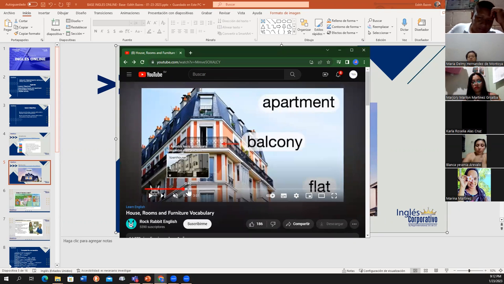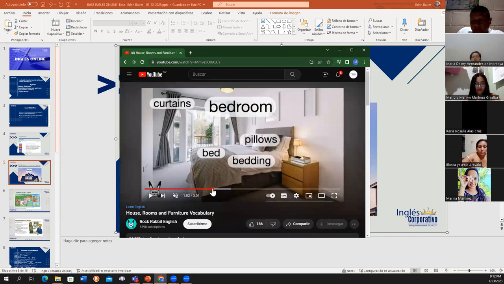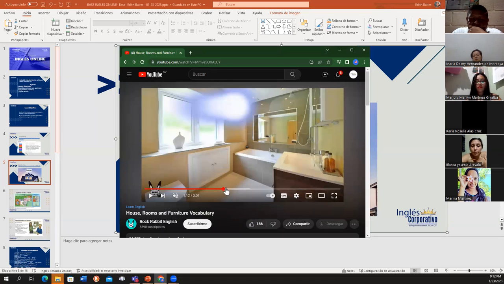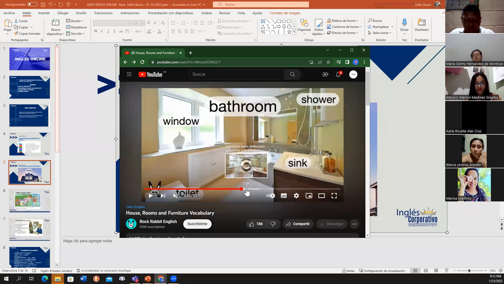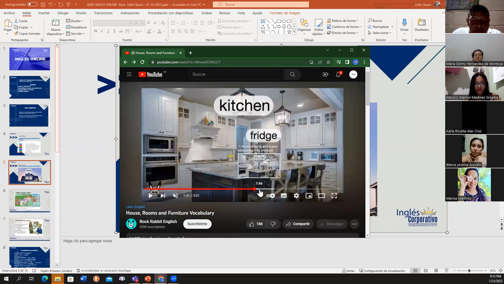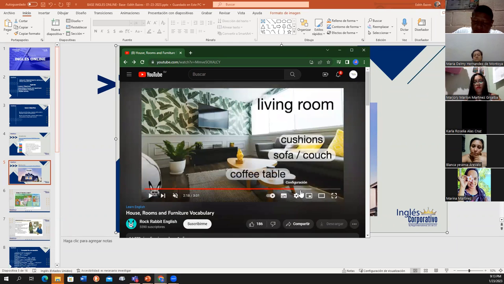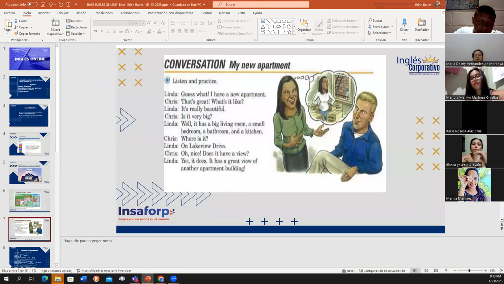Carpet. So carpet, you can say rug. Or carpet, rug. Right? Carpet or rug. Rug. Means the pillow. Pillow is almohada. Yes. Pillow. The refrigerator is fridge. Yeah, refrigerator. Very good. There you have the video link in order you can practice later on. You can practice the pronunciation later, okay? Okay, good. So we're going to continue.